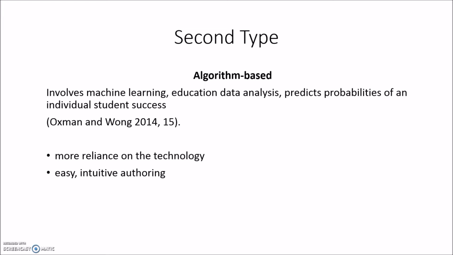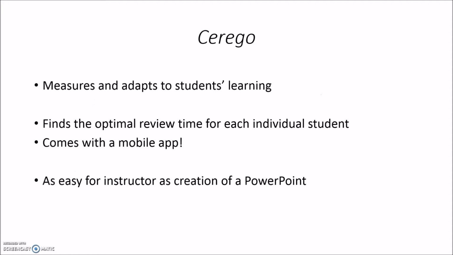So as the student interacts with that system, the system learns from each individual student and predicts probabilities of individual success, but also makes suggestions and feeds tasks and times the time when each student gets that task appropriately. And authoring is very simple.